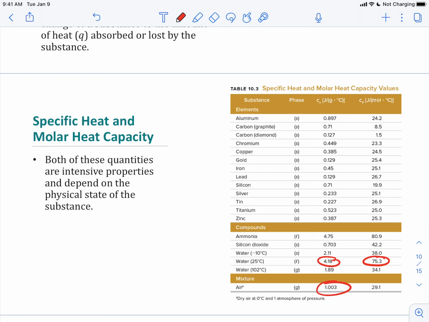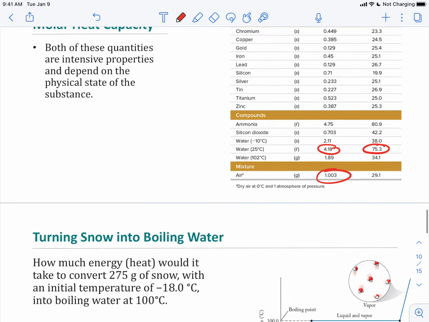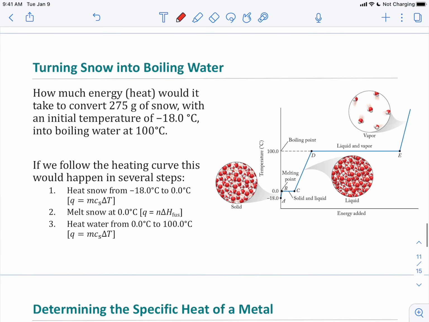You can think of heat capacity as the resistance to change in temperature when heat is applied. That's really what heat capacity is, right? And so the higher the number, the more resistant it is to change in temperature. So now you can actually do the calculations, and we'll do this in class, using different equations.